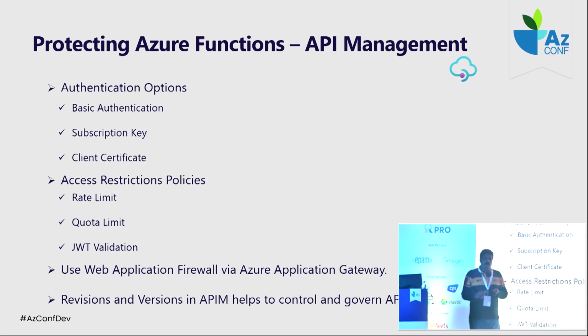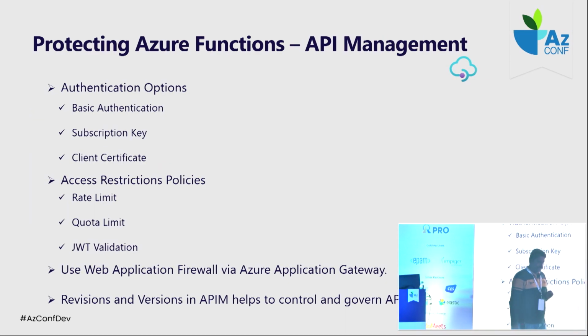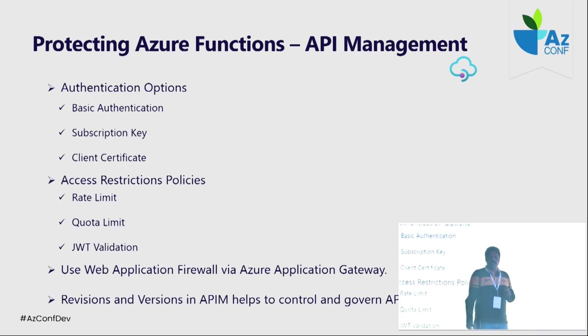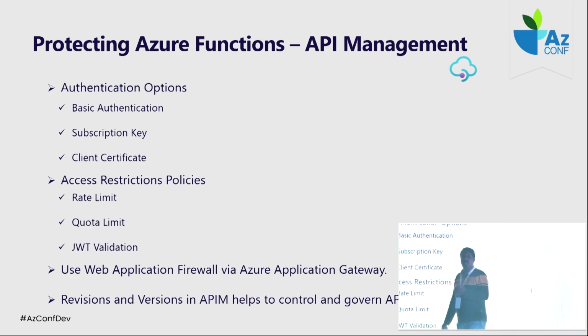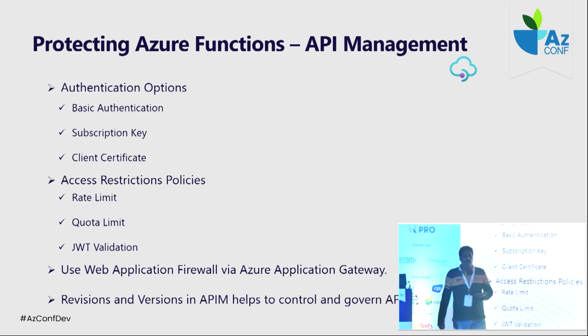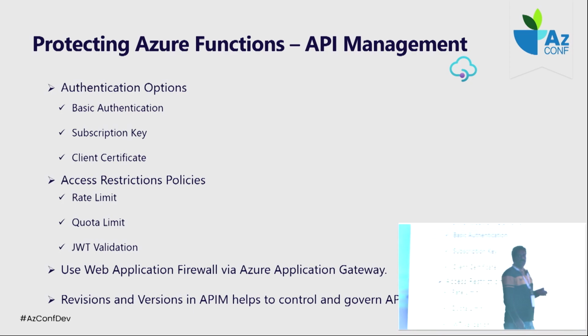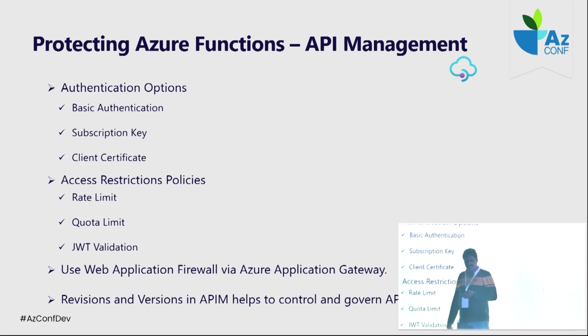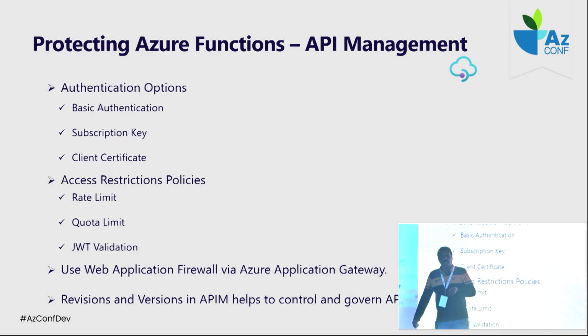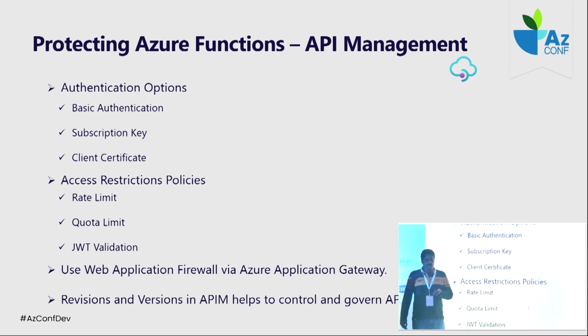Okay, so that's about the identity providers. The next important one is Azure Functions over the API Management. Here also you can use the authentication features available on API Management, and you can use the subscription key as well as client certificates.